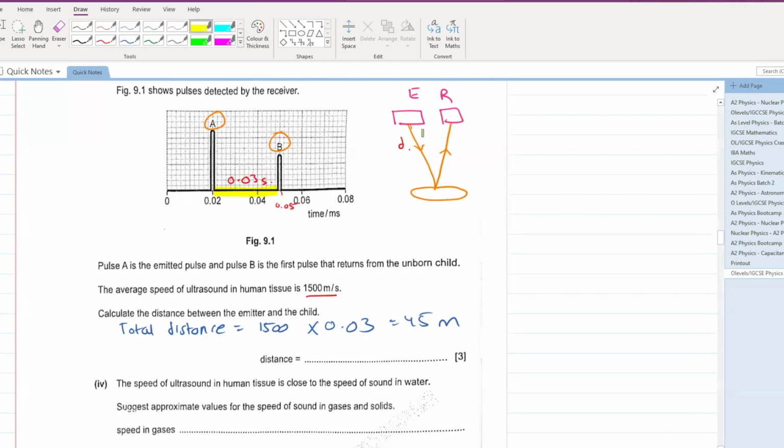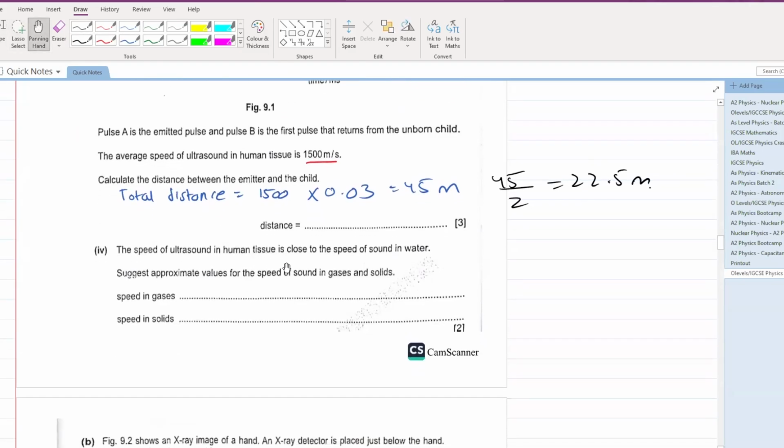But what is the total distance? This thing plus this thing. We only need half the distance. So what will we do? 45 divided by 2. This comes out to be 22.5 meters, which is your answer. The speed of sound in human tissue is close to the speed of sound in water. Suggest values for the speed of sound in gases and solids. For gases, I prefer to suggest a value of 350 m/s, and for solids I prefer to suggest a value of 2500 m/s.